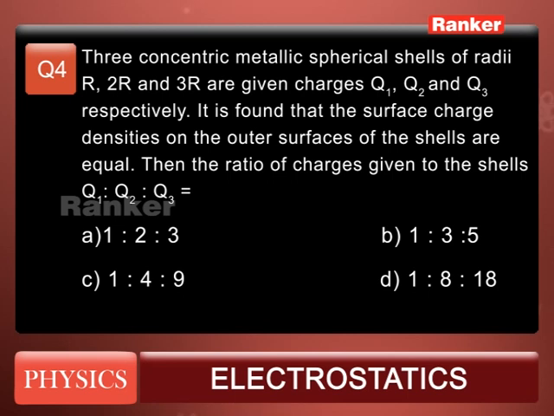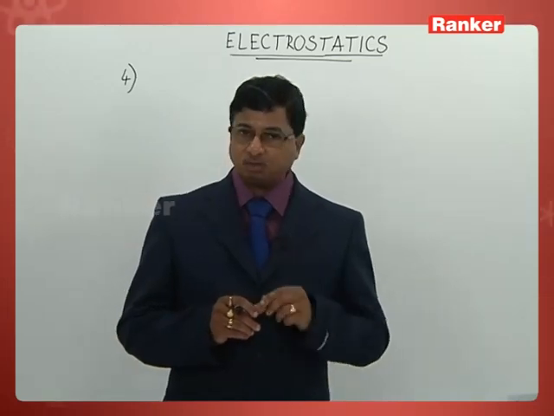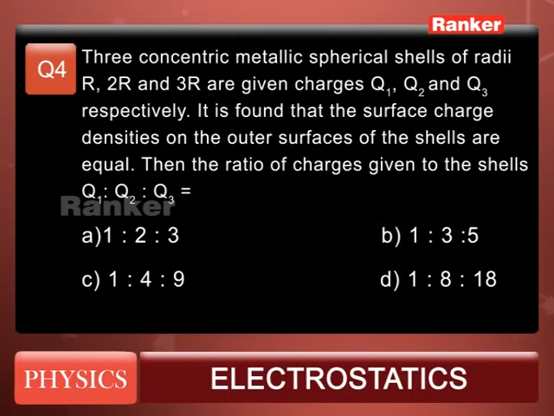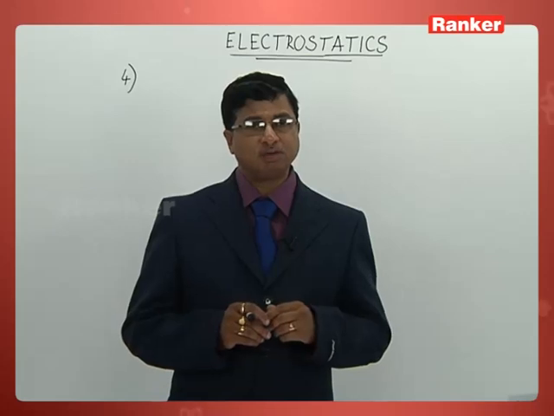Options are given this way. The first option says 1 is to 2 is to 3. Second option 1 is to 3 is to 5. Third option 1 is to 4 is to 9. And fourth option 1 is to 8 is to 18. And the correct option for this particular problem is the second one. So it's 1 is to 3 is to 5. That is what you have to understand.